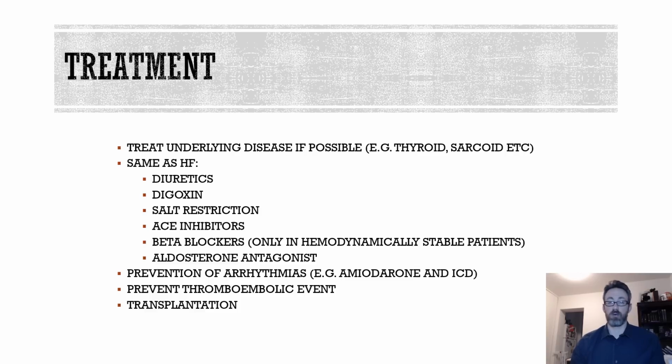You want to prevent any kind of arrhythmias, so antiarrhythmics, which we'll talk about more in another lecture, but amiodarone and a possible ICD, a defibrillator. You may need to prevent thromboembolic events because of, for example, an acquired atrial fibrillation. May require transplantation ultimately.